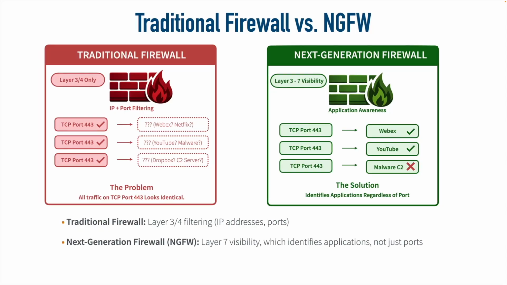And in our previous example, we had these 3 TCP port 443 streams, but we didn't know what was contained in those streams. Well, now with a next generation firewall, we can see what's in those streams. Maybe it's WebEx, YouTube, then we've got a malware command and control server. That's not good. So our next generation firewall can intelligently block that while allowing the WebEx and the YouTube traffic.